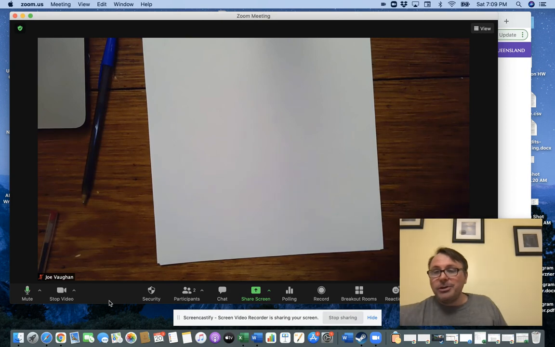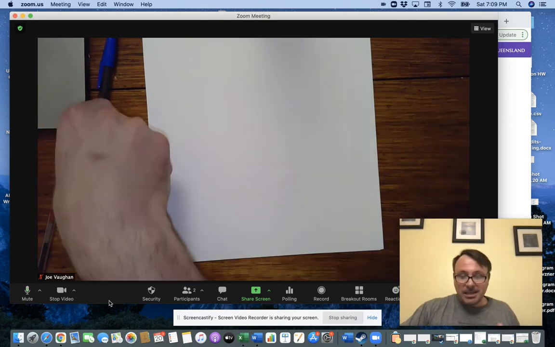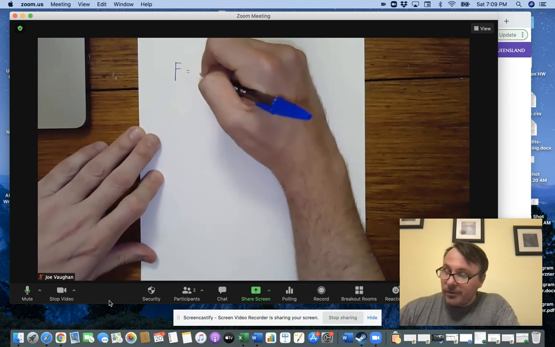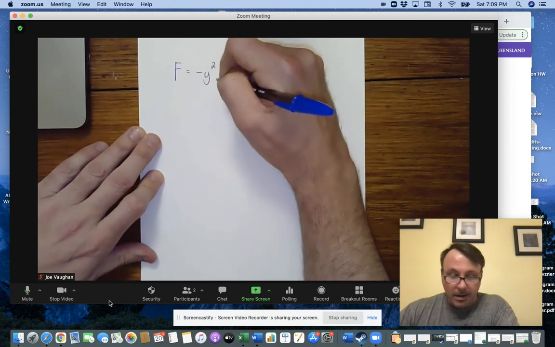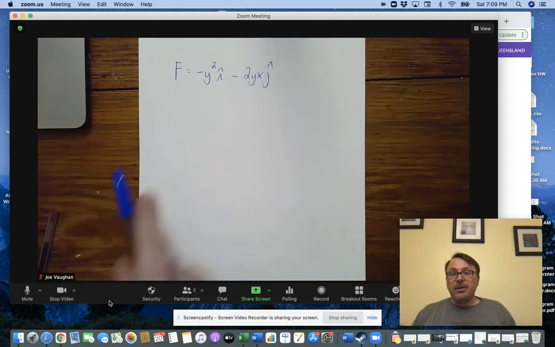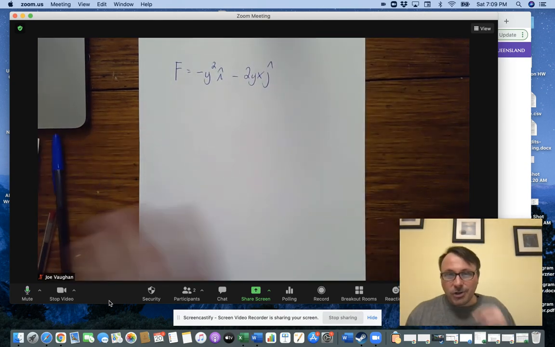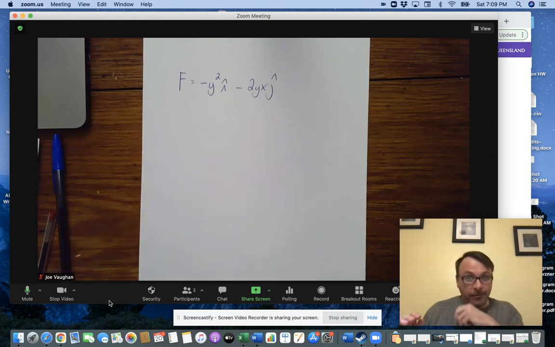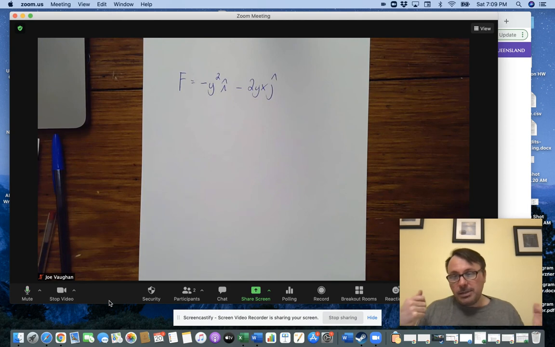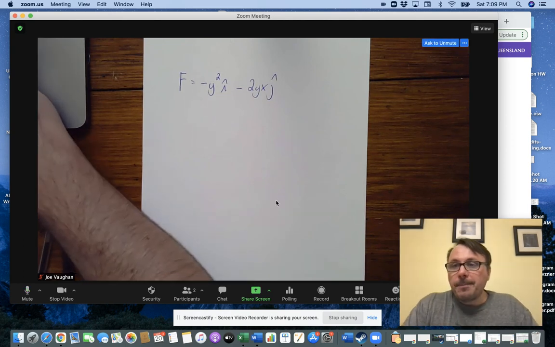So what I want you to do is try this one. So let's say our force is equal to negative y squared i hat minus 2yx j hat. So that's the function that I want you to ask, is it conservative or not? I want you to use the same 3 paths that I used between the same 2 points, right?